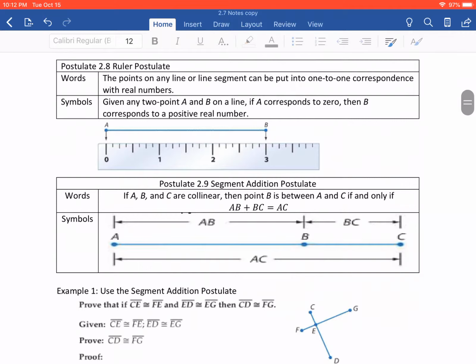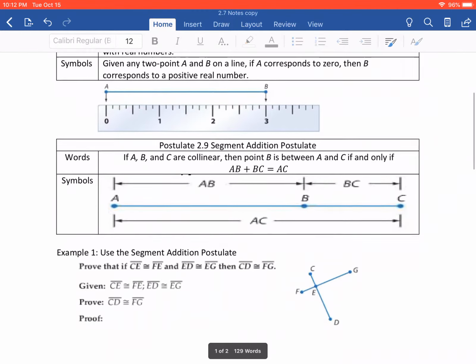Postulate 2.8, which is the ruler postulate. It states that two points on any line or line segment can be put in a one-to-one correspondence with real numbers, meaning that if you use a ruler, you can basically measure the distance starting at 0 of any line segment.